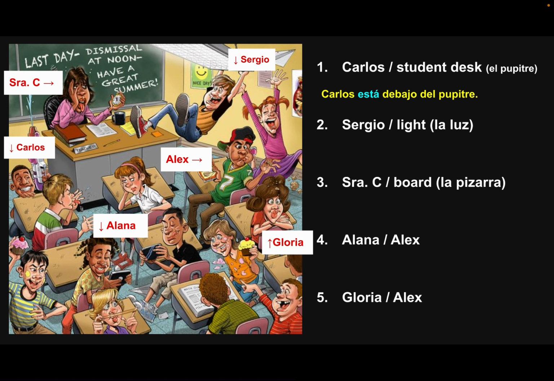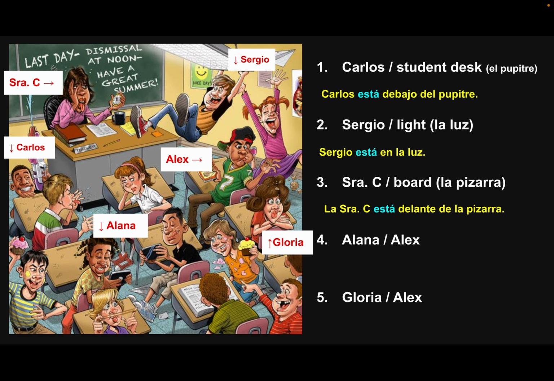All right, Sergio, oh my gosh, Sergio's driving us nuts, and he's hanging off the light. So I said, Sergio está en la luz. I said he is on the light. Now remember, en doesn't need the de after, so that one just keep it en la luz. Señora C, where is she in reference to that chalkboard? The pizarra, she's in front of it. So you're going to say, Señora C está delante de la pizarra.